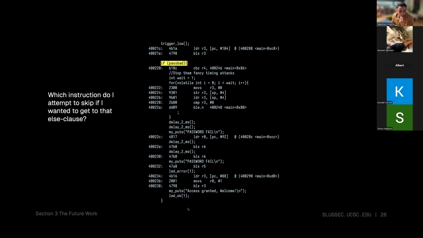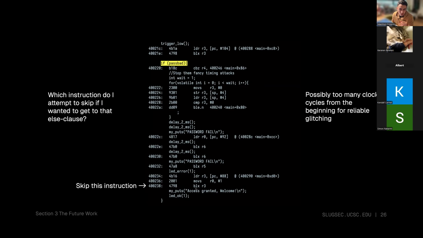Okay, so in this instance, we can try skipping this instruction. Now, the thing about this implementation is that as we're going down this series of operations, we're going to hit this LED error one, and then we're going to hit all the rest of the instructions that come right after it. The only instruction that really matters is this BLX instruction, or operator, sorry. This BLX operator is what's going to get us to jump out of this loop. So we want to glitch this specific instruction. The problem is there are possibly too many clock cycles from the beginning of the loop, right? In this instance, it's simple.